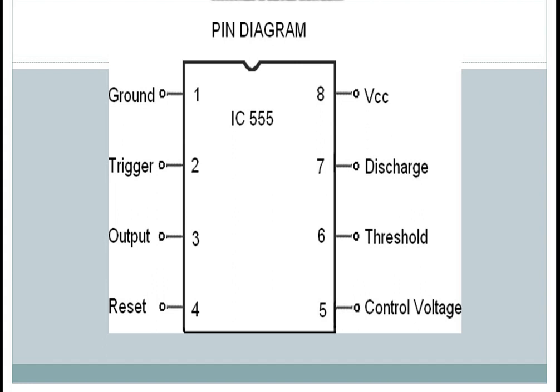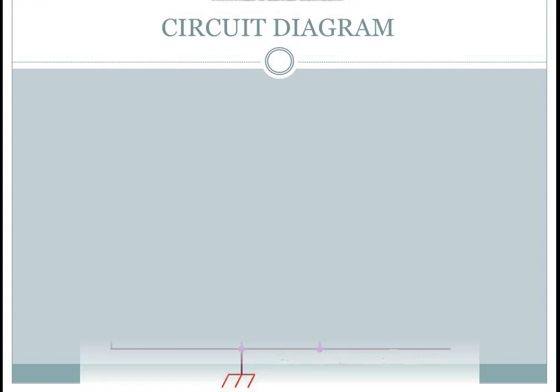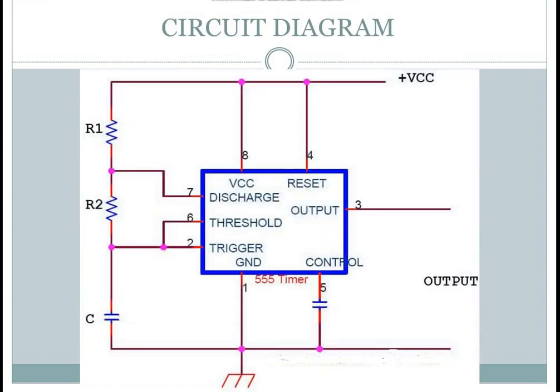Here our output is the CRO, which is connected to the third pin. The fourth pin is for reset, and the eighth is for VCC, where we get our input voltage of 5 volt from the RPS. The seventh pin is discharge, as we have a capacitor for charging and discharging. The sixth is threshold, and the fifth is used for control voltage. This is the pin diagram description, and this is the circuit diagram.